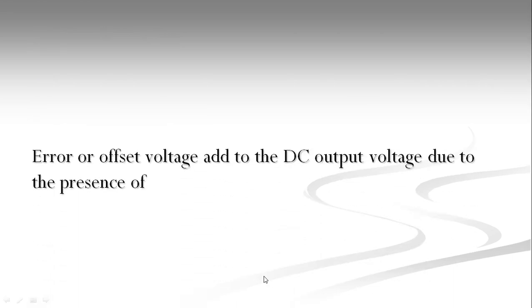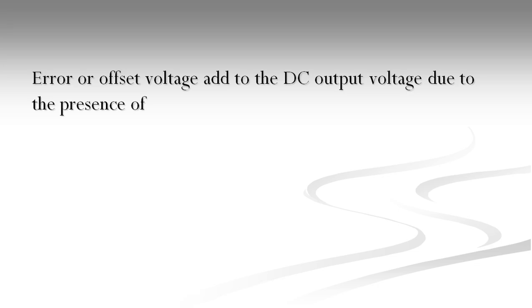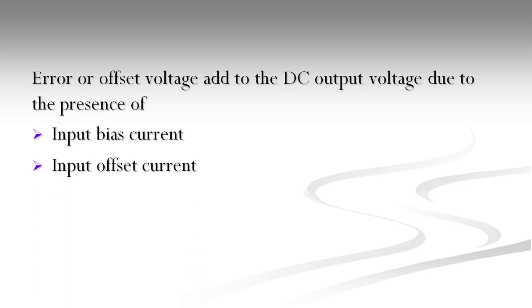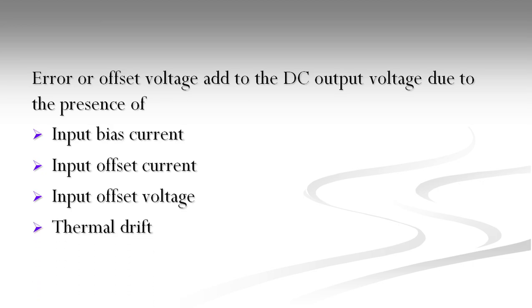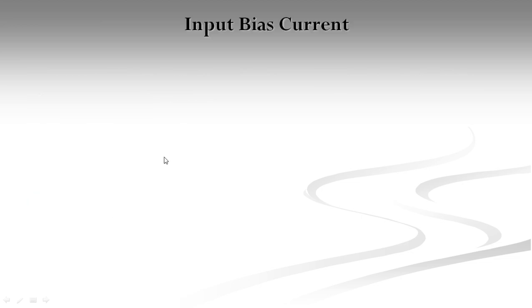In the next slides we are going to see what the non-ideal DC characteristics are, which will be adding some error or offset voltage to the DC output voltage. The first non-ideal characteristic is input bias current, the second one is input offset current, the next is input offset voltage, and the last one is thermal drift. These are some of the non-ideal DC characteristics which add some error voltage to the DC output voltage. Now in this video we'll see what our input bias current is.